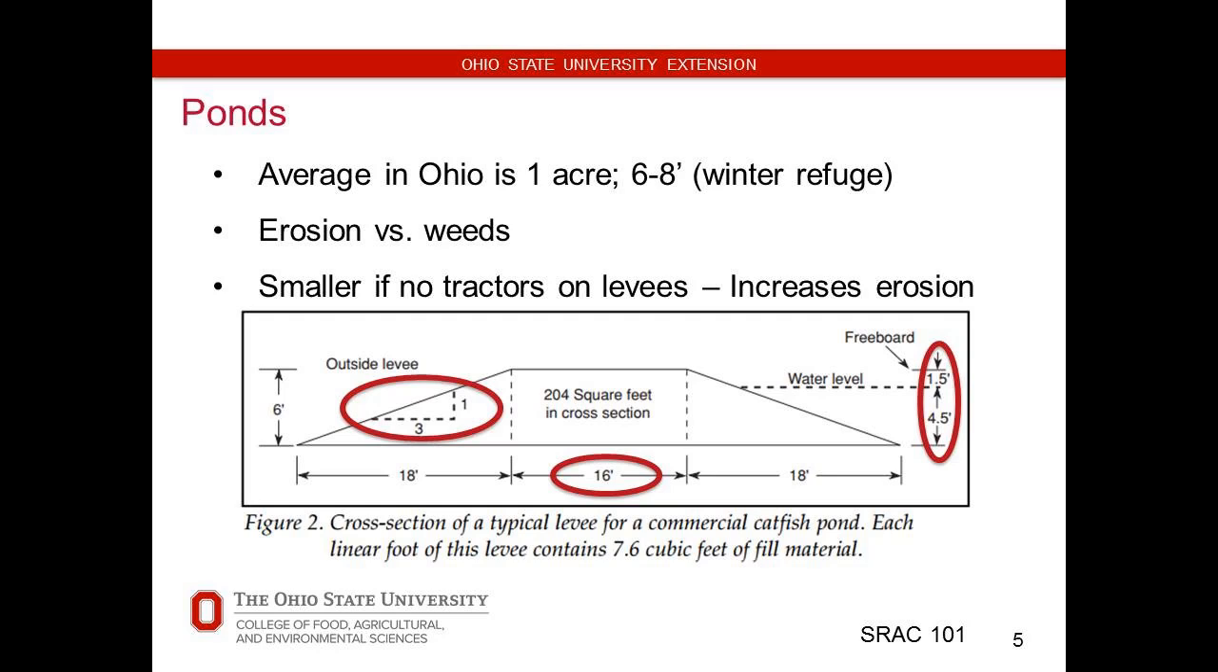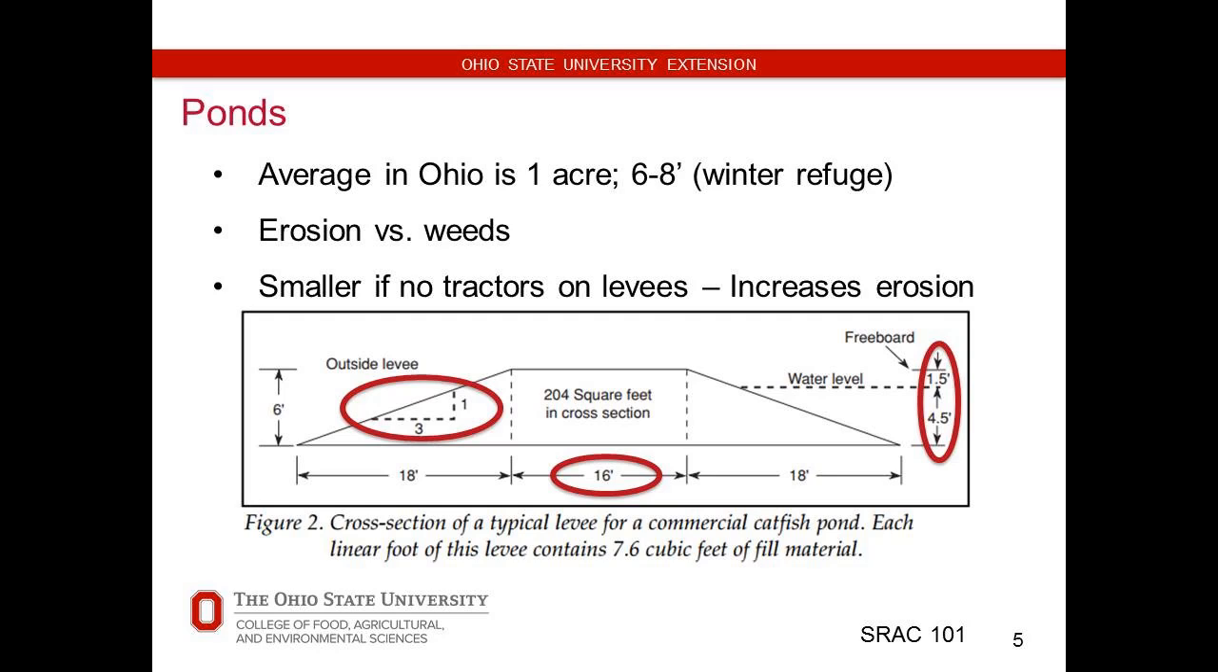And then this was mentioned earlier. I know a lot of folks are interested in aquaponics, but I've already gotten questions about this from a few folks. There is a trade-off between erosion and weeds. So if you see, as you go out 3 feet, you drop 1 foot. That's your 3 to 1 or 1 to 3 ratio right there.